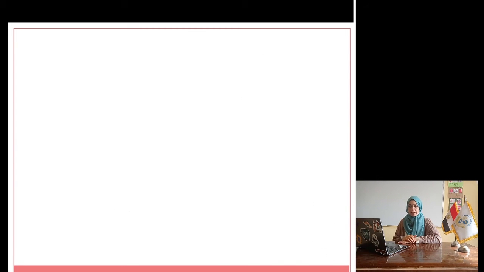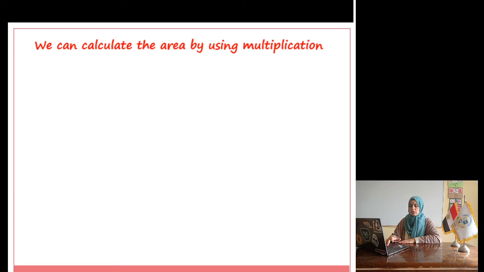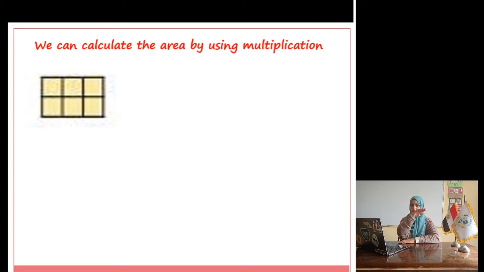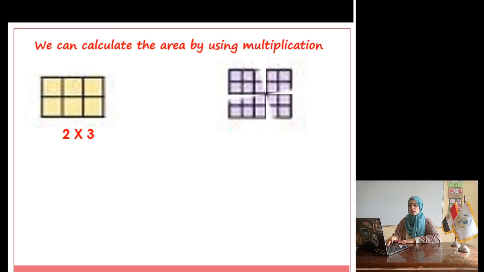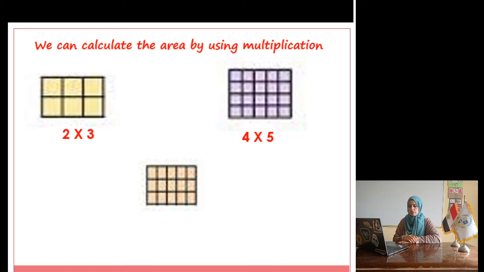We can calculate the area using the multiplication. How many rows can you see? 2 rows. We said before, these are rows, these are columns. So you have 2 times 3. 2 times 3 will be 6. Okay, the other one, count the rows. 4 times 5. 4 rows and 5 columns. How many rows? 1, 2, 3 times how many columns? 5. 3 times 5. And of course, you will get the answer.